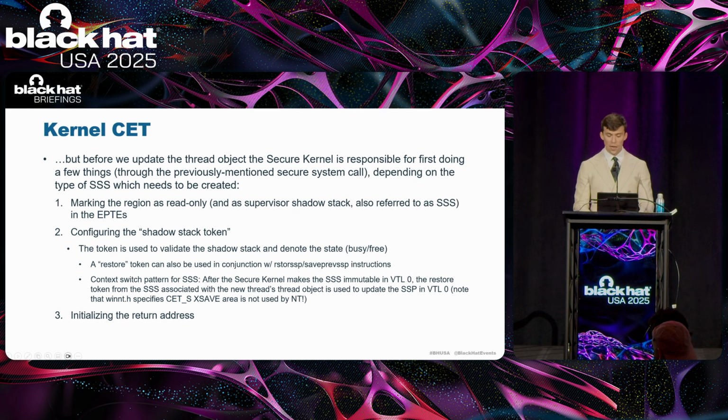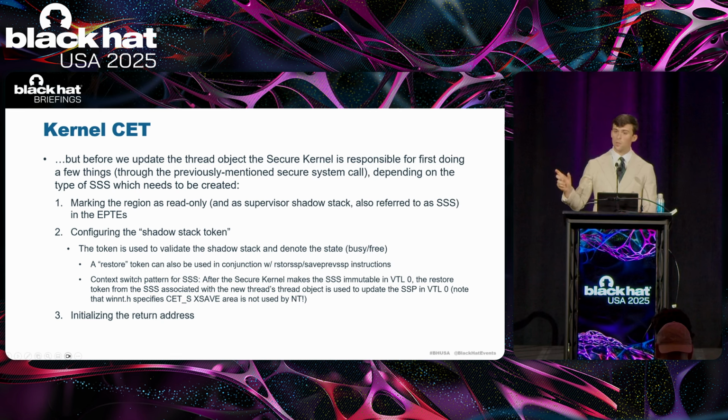But before we get to that, that's the final stage, the secure kernel has to do a few things. One, as we know, mark it as read-only. And two, it configures what's called a shadow stack token. So a token is used in certain circumstances to validate that a shadow stack is effectively legitimate. And there's also an example of how to switch shadow stacks for supervisor shadow stacks documented by Intel. You have what's called a restore token.